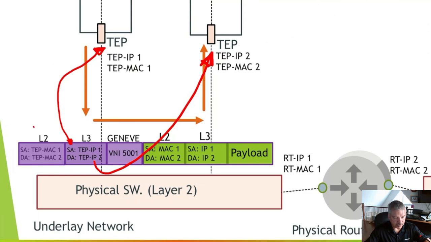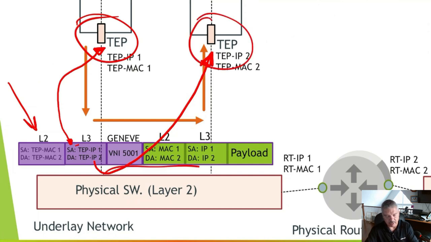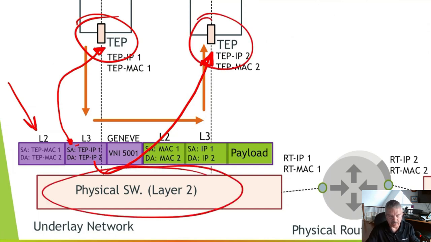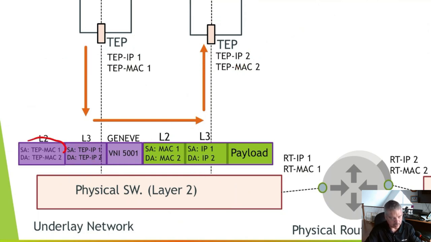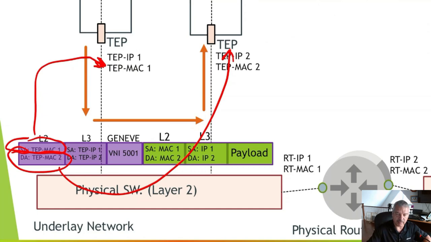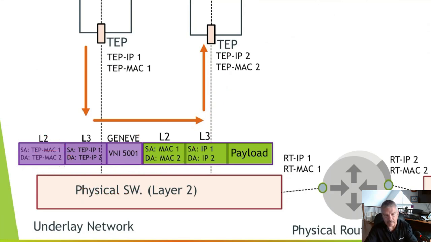When I look at the layer two stuff now, the layer three will always have the source and destination of the taps, okay? The layer two is where things change, okay? In this case, these two taps are on the same subnet. This is a physical layer two switch here. They're on the same subnet, okay? So we see the source tap here is the MAC address of tap one. Let me clean my diagram. See, the source tap is there, the tap MAC one, great. The destination tap in this case is the MAC address of this tap over here, tap-MAC2. So that's the information. That will be what my Geneve header looks like. So it will arrive at the tap over here.